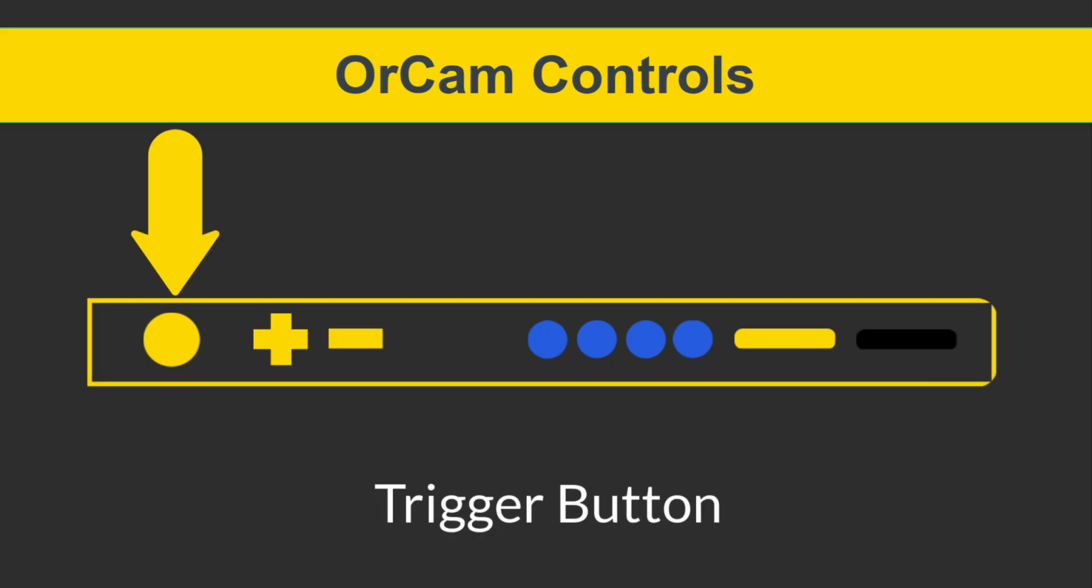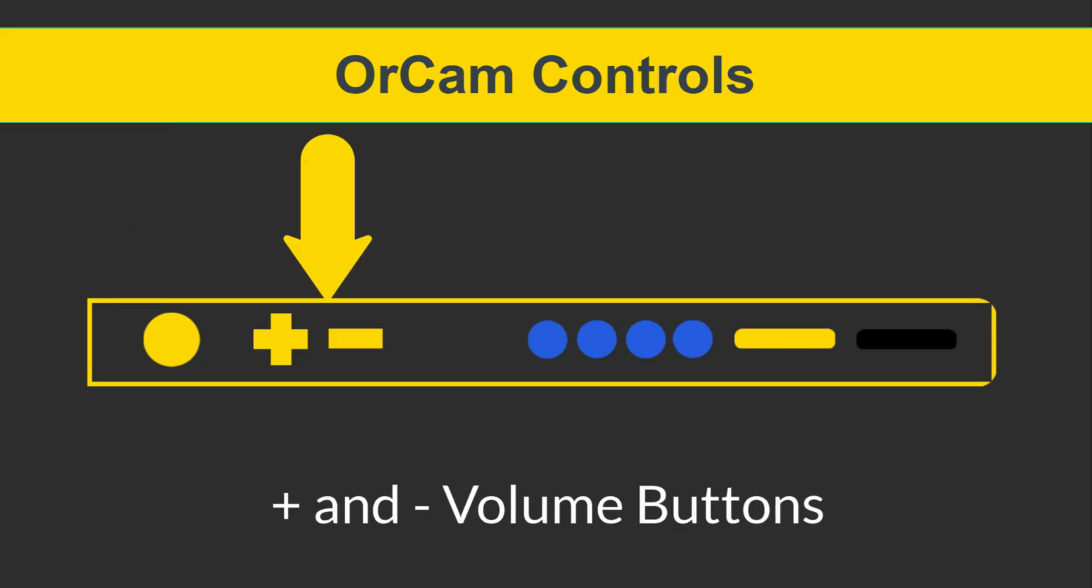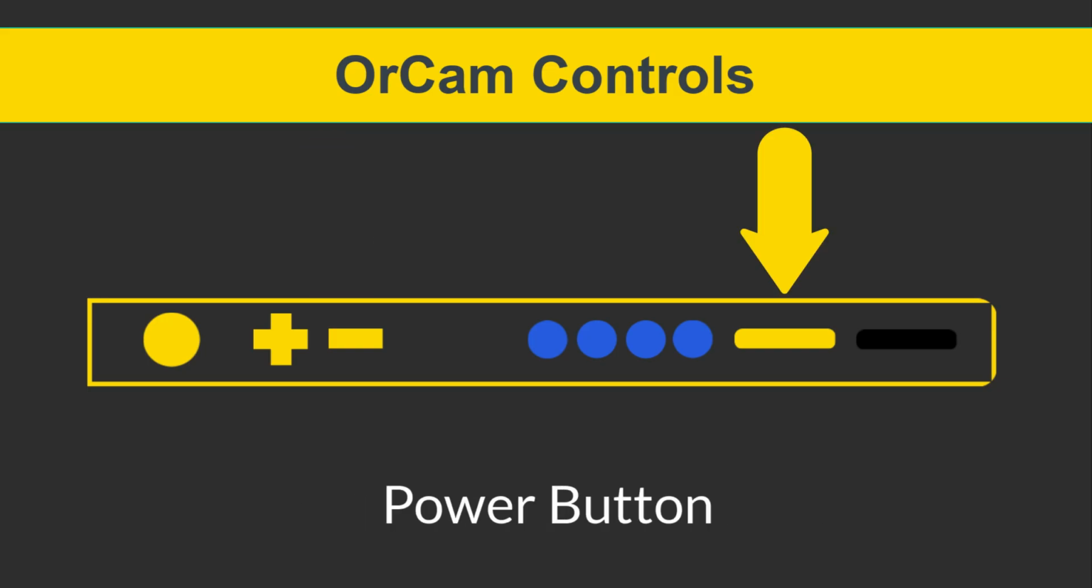So just to remind you of the buttons on the OrCam. The round button on the left hand side is the trigger button. This is used to start and stop reading. Double pressing the trigger button both pauses and resumes reading when you're in navigation mode, and in other modes enables the voice control. Then we have the volume plus and minus buttons. Both adjust the volume, but also allow you to move backwards and forwards through a document. Finally, the power button allows you to put the device into standby and turn it on and off.